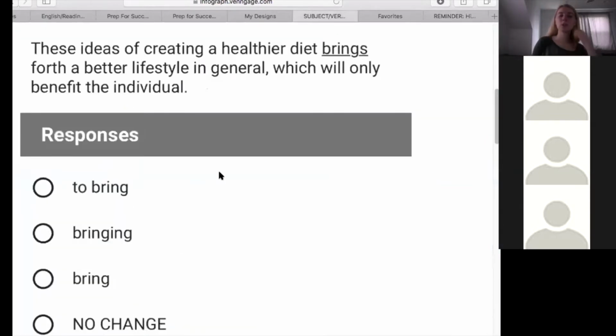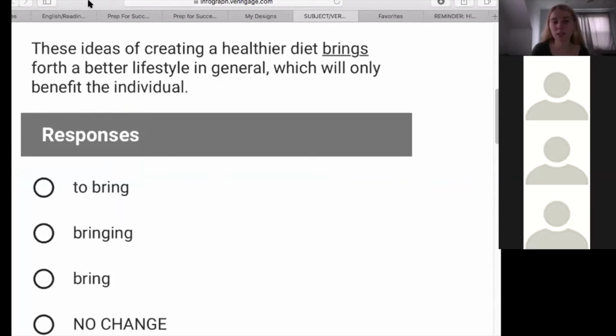All right, so here we have these ideas of creating a healthier diet brings forth a better lifestyle in general. So remember, crossing out additional information is super important. Also, crossing out any prepositional phrases is important as well. So if we start by crossing out some additional information, notice of is a preposition. So of creating a healthier diet, that all gets crossed out.